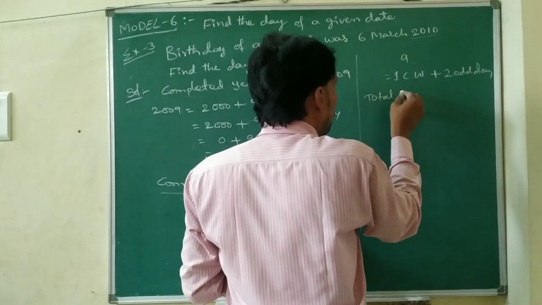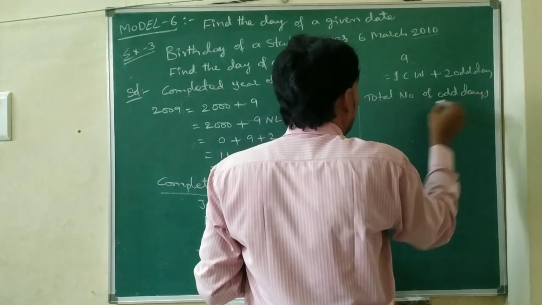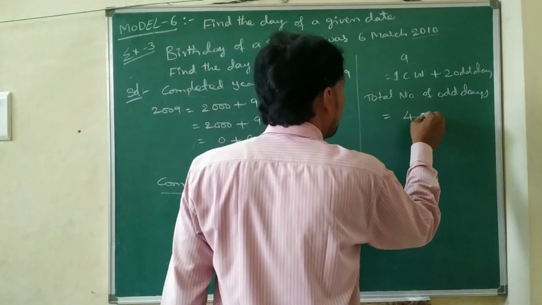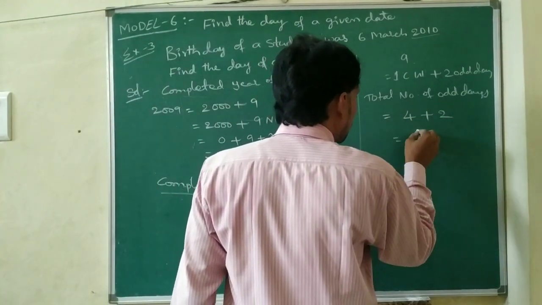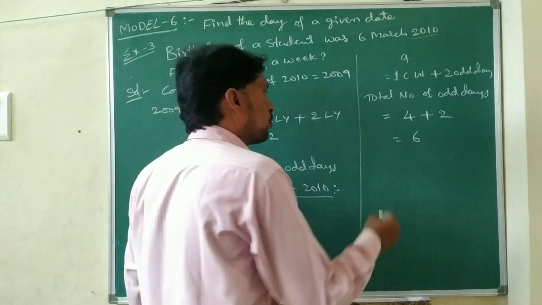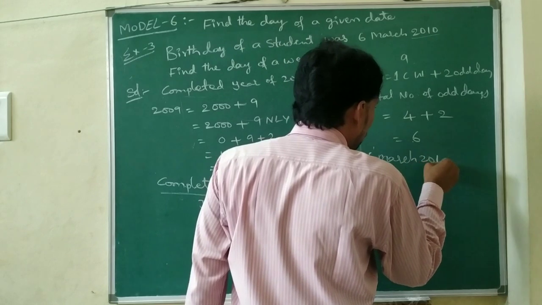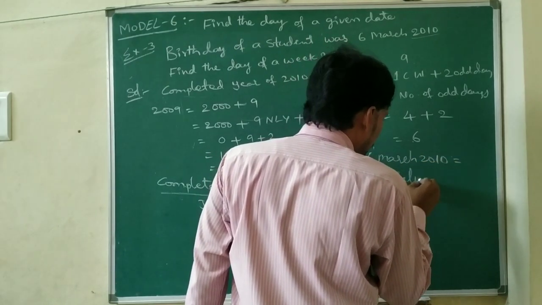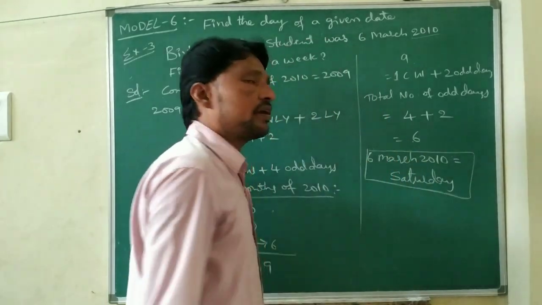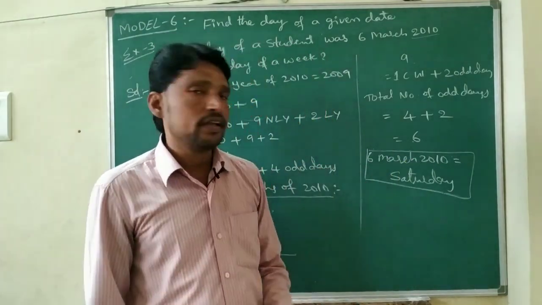So total number of odd days equal, in the year odd days will be 4, plus in the months odd days will be 2, that equals 6. 6th day of a week, what is the day? That is Saturday. So 6th March 2010 equal Saturday. So 6th day of the week is Saturday. 6th March 2010 also we got here Saturday.